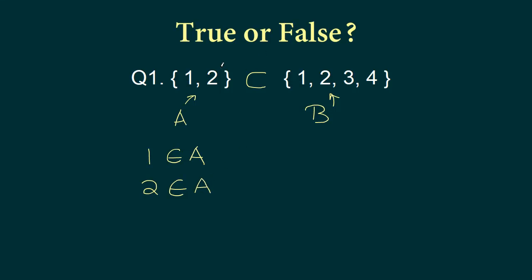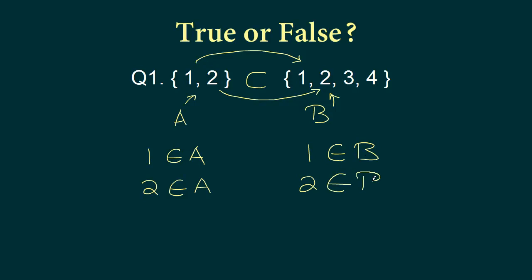We also notice that the number 1 also belongs to set B, and similarly, the number 2 also belongs to set B. That means both the elements 1 and 2 also belong to set B. So 1 belongs to B, 2 belongs to B. When all elements of a set are also elements of another set, then we say that A is indeed a subset of set B. So this is actually true.